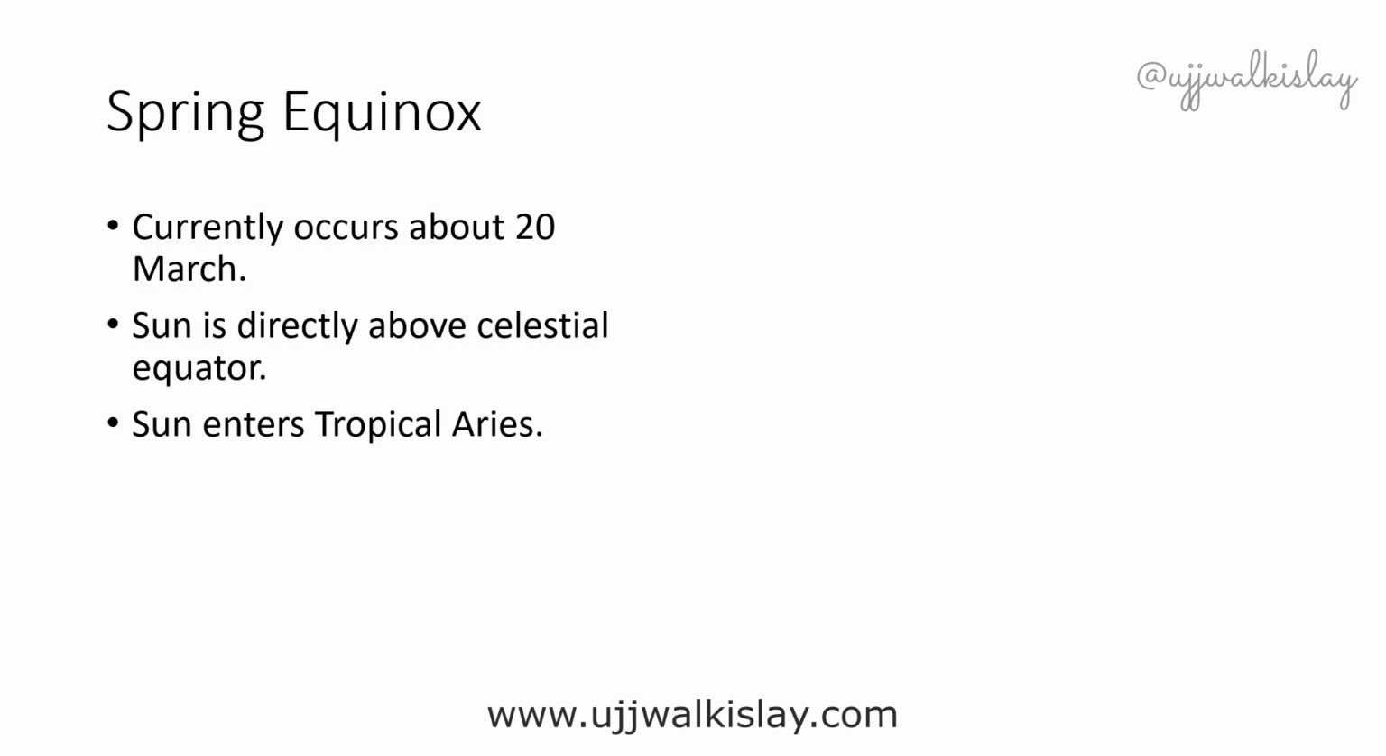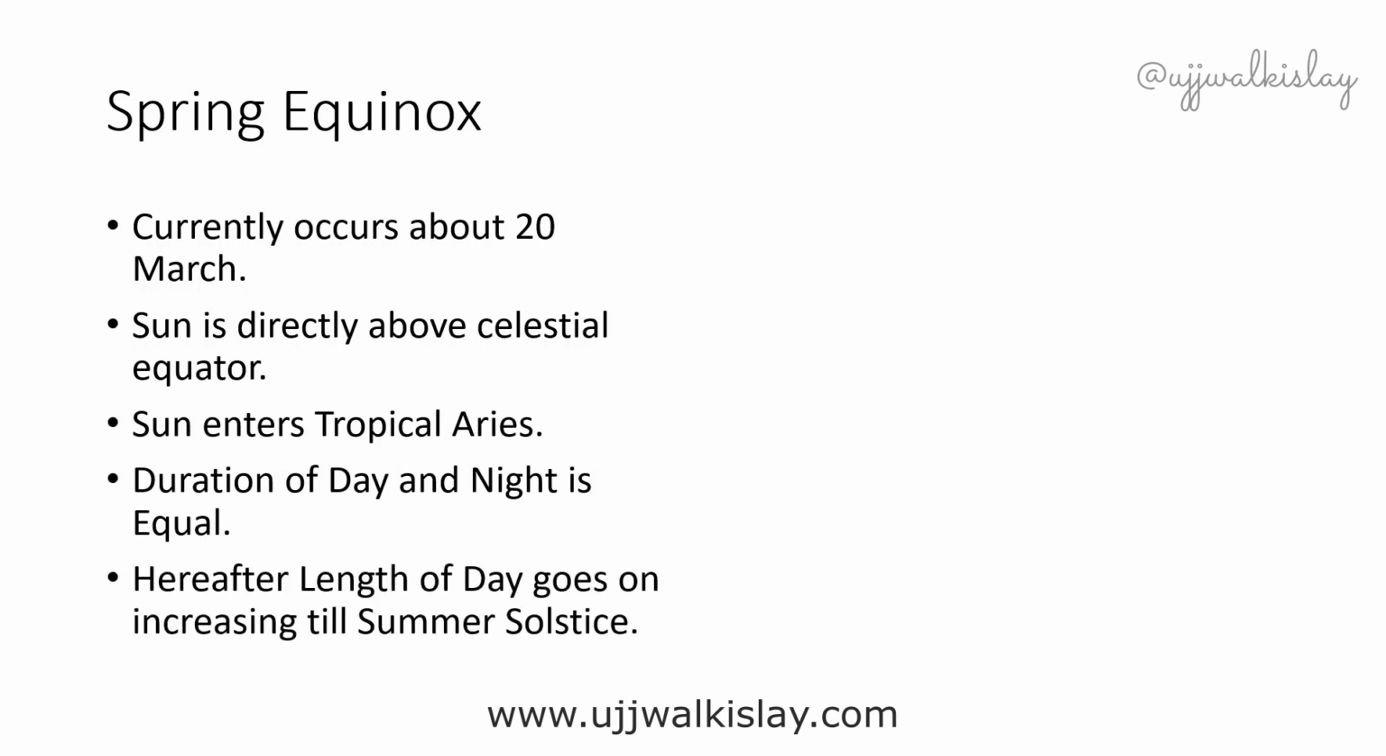Spring equinox. Currently, spring equinox occurs about 20 March every year. On this day, the sun is directly above the celestial equator. Sun enters tropical zodiac sign of Aries. Duration of day and night is equal. Hereafter, the length of day goes on increasing till summer solstice.